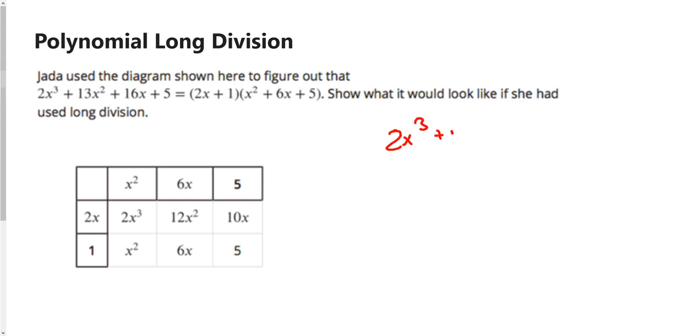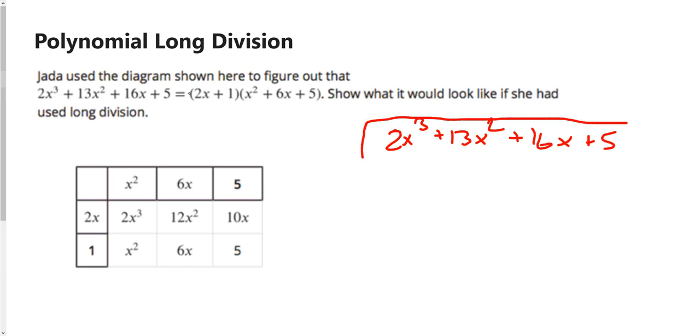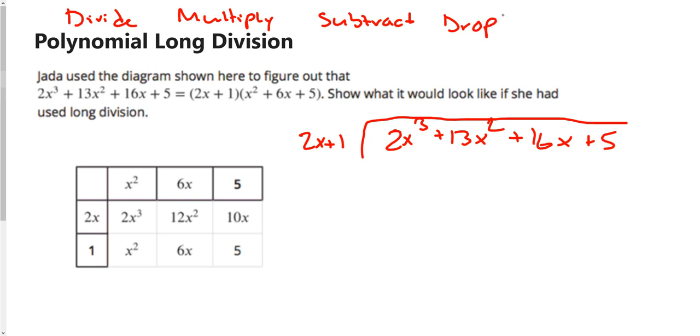2x to the third plus 13x squared plus 16x plus 5. I'm going to draw a big bar, like we did before, and I'm going to write 2x plus 1 on the outside. Okay, so first step. So again, let's write the steps up here. Divide, multiply, subtract, drop, repeat.